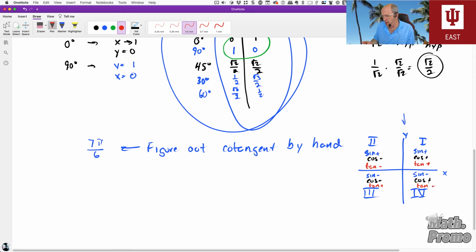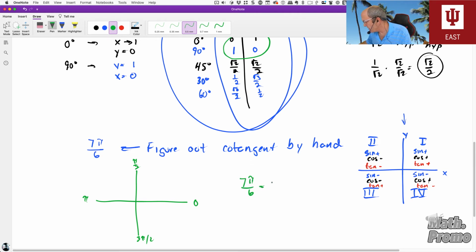So let's go back to 7 pi over 6. Let's draw that real quick. We already said 0, 90. We're going to do it this way: 0, pi over 2, pi, 3 pi over 2. And they said 7 pi over 6. So if you think about it, 7 pi over 6 is 6 pi over 6 plus pi over 6. The reason you do it that way is you're trying to tie it to something that you can break into the x-axis.